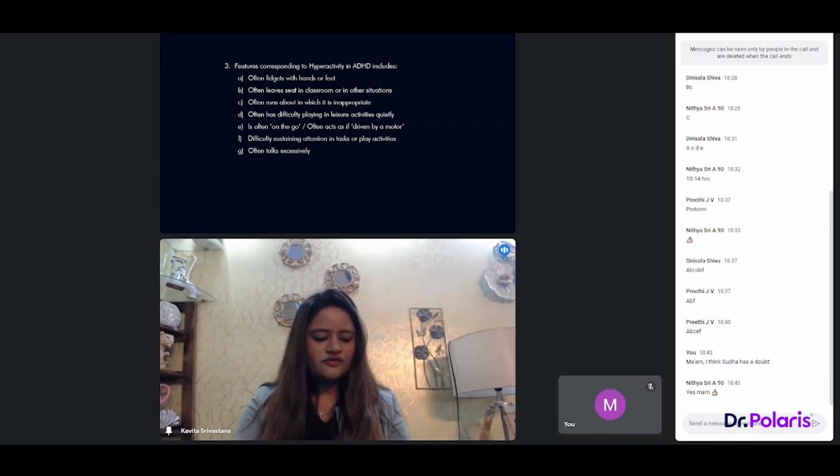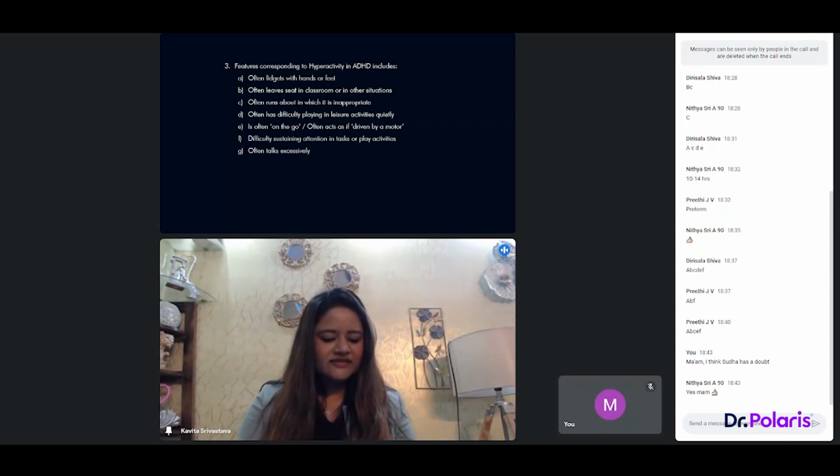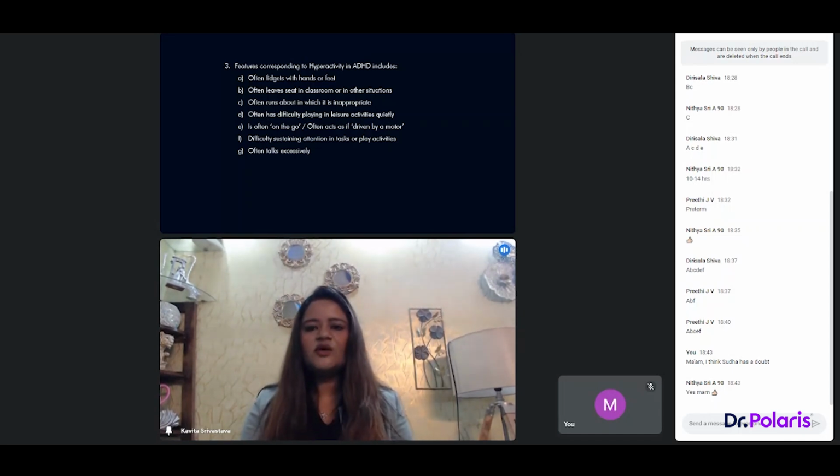Option A, often fidgets with hands and feet. We have already discussed that yes, they always have that kind of distractive movements in the body, especially shivering of the hands and fidgeting with the legs and the hands. So that is again correlated with what we discussed. Often leaves seat in classroom or in other situations. So they cannot actually sit for a particular duration of time and focus on something. So they keep fidgeting around here and there and distracting other people as well.